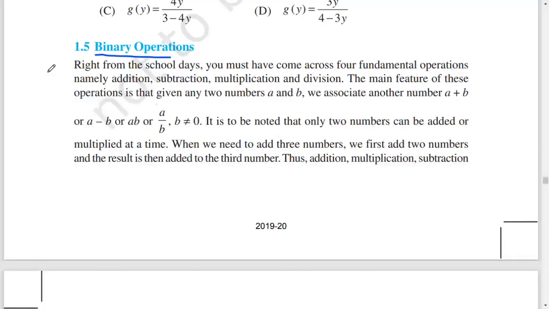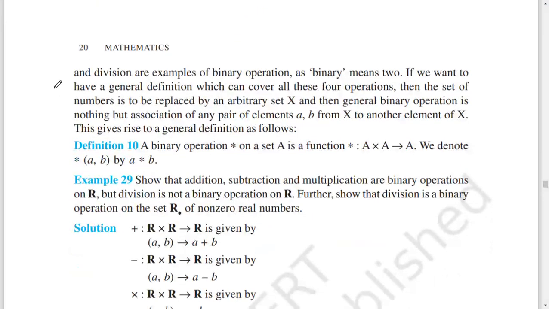It is to be noted that only two numbers can be added or multiplied at a time. When we need to add three numbers, we first add two numbers and the result is then added to the third number. Thus, addition, multiplication, subtraction, and division are examples of binary operations, as binary means two. If we want to have a general definition which can cover all these four operations, then the set of numbers is to be replaced by an arbitrary set X, and then a general binary operation is nothing but the association of any pair of elements a, b from X to another element of X.